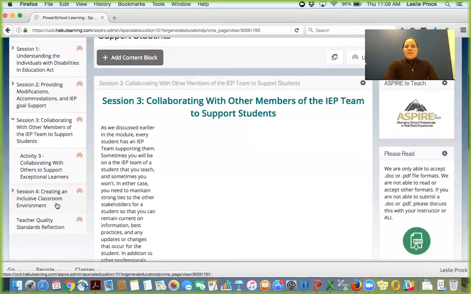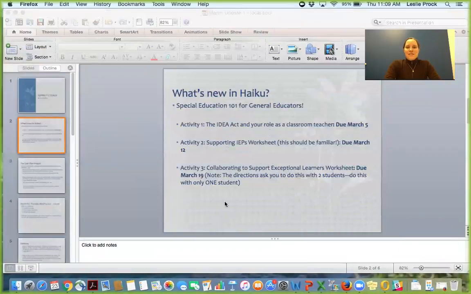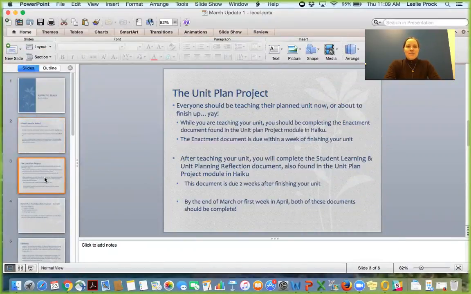Notice that there's also session 4 and the teacher quality standards reflection. I don't want you to do that this month. I'm going to push that over until April because I'd like for you to do some other things this month instead of finishing up that module. So that's Haiku.